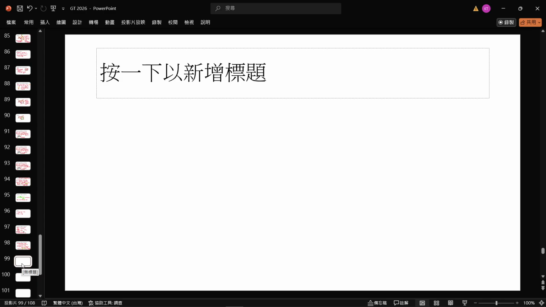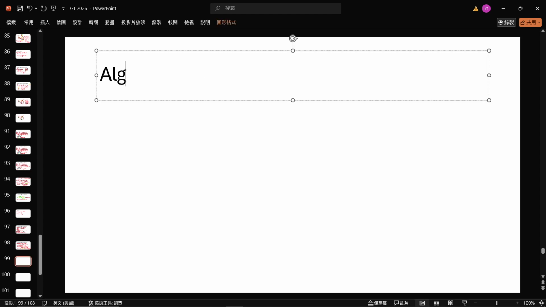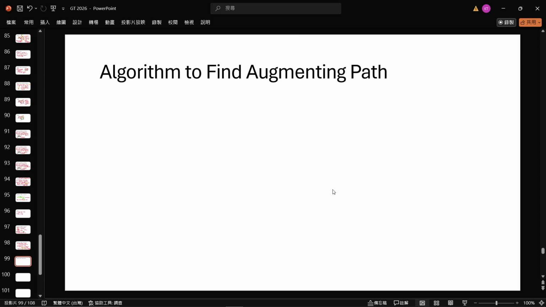Okay, so now time to find augmenting path. So we're going to design an algorithm. The algorithm we will discuss next can only be applied to bipartite graphs, because if you want to find augmenting path in general graphs, then it's kind of complicated. So in this course, we only consider the algorithm for bipartite graphs. First of all, let me define bipartite graphs.